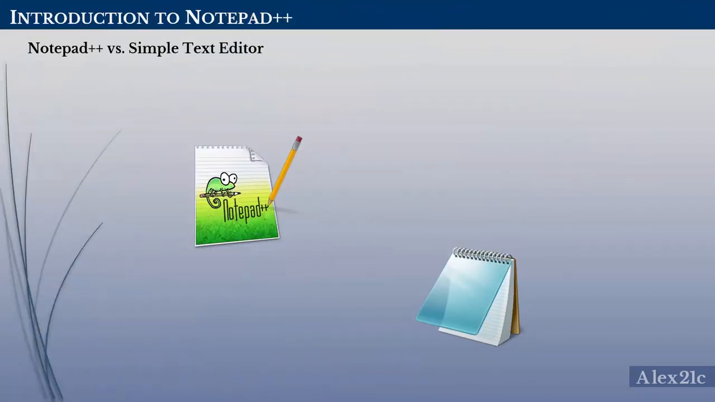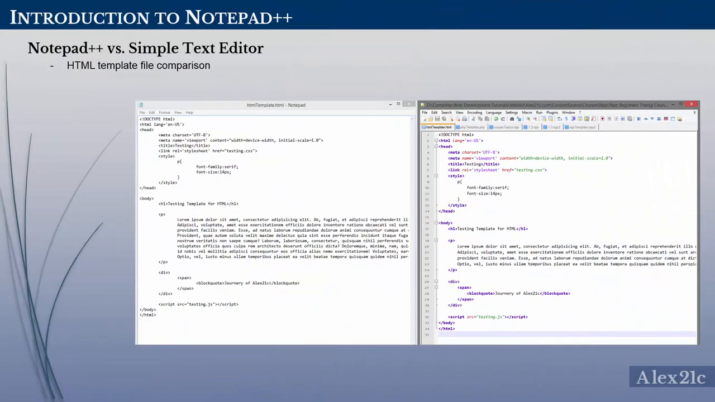Notepad++ is an extension of Notepad, which is the default text editor program in the Microsoft Windows operating system. It provides a lot of features over simple Notepad, which include the following. The first is code highlighting.